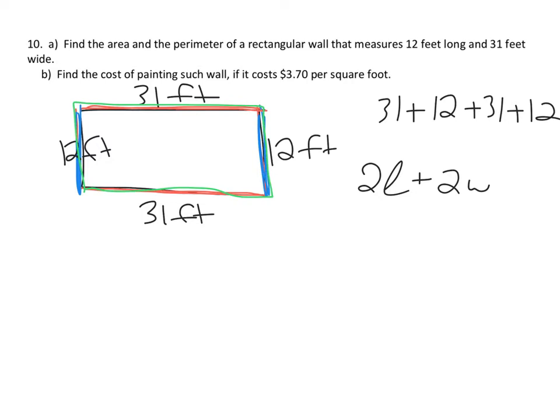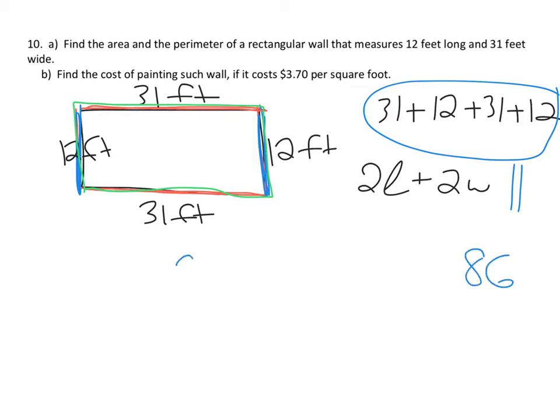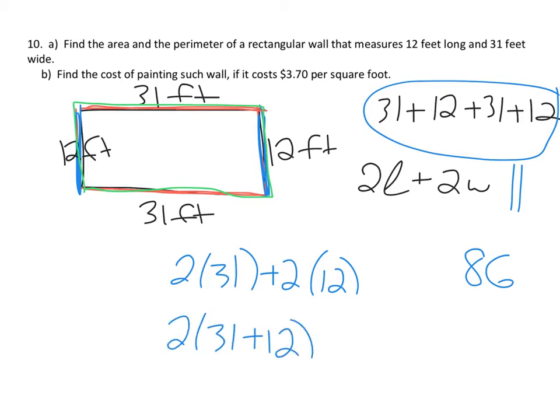However you want to put that into your calculator, even if you just put in 31 plus 12 plus 31 plus 12, that's going to come out to be 86. Or if you wanted to put it in as 2 times 31 plus 2 times 12, you could. Or you could put it in as 2 times 31 plus 12. However you put it in, that should come out to be 86, which is the total distance all the way around the rectangle.